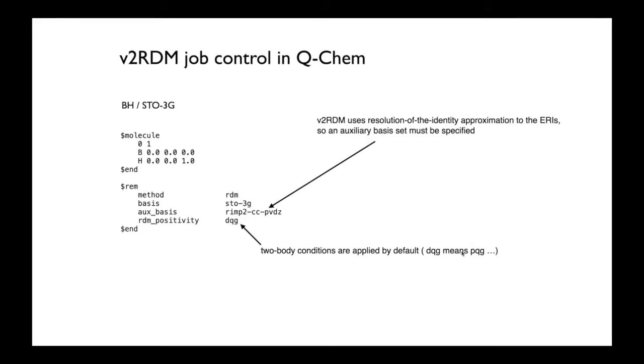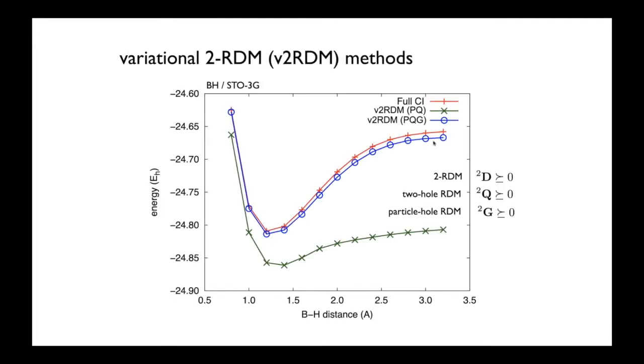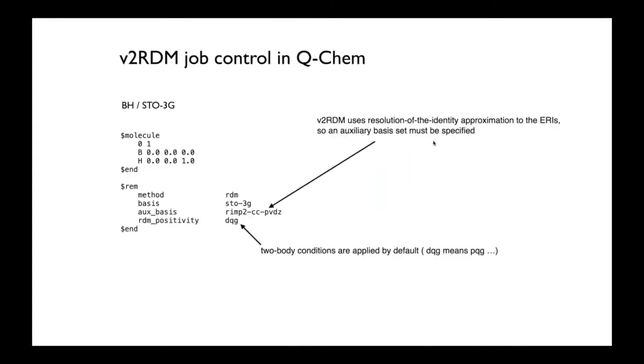I was just referring to them as PQG. They're called both in the literature. It means the same thing. This is actually the default parameter, so really you could get away with just these three lines and you'd be able to do the calculation for this blue curve on the previous slide. Okay, that's great.